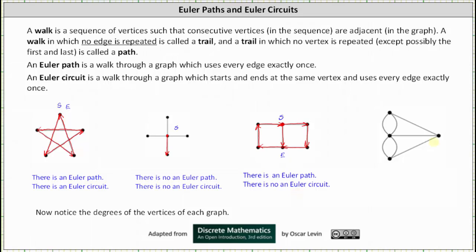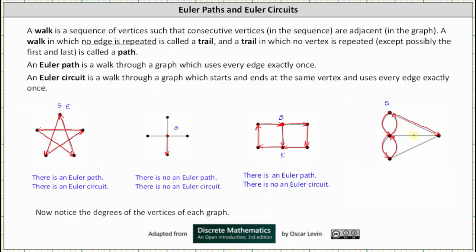For the last graph, we should recognize this as the graph from the 7 bridges of Königsberg problem. Let's try starting at this top vertex. And now we walk through the graph. We go down, down. Let's go up, up, right.